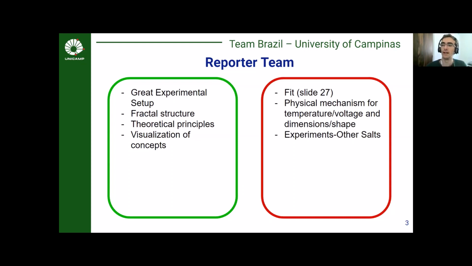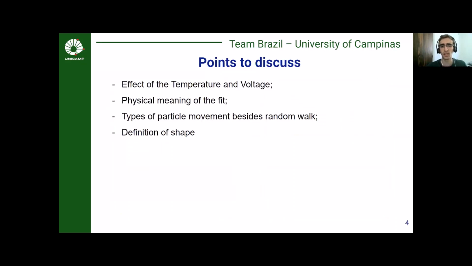We would also like to have seen some other parameter changes, most importantly, different salts. So our points to discuss in the physics fights that will follow now would be the effect of temperature and voltage in the physical sense, and understand it in chemical terms also, because we believe it was presented mostly as a numerical result. We'd like to discuss the physical meaning of the fit, the origin of the expression f of x which you showed, in the slide that I questioned during the opponent's questions.